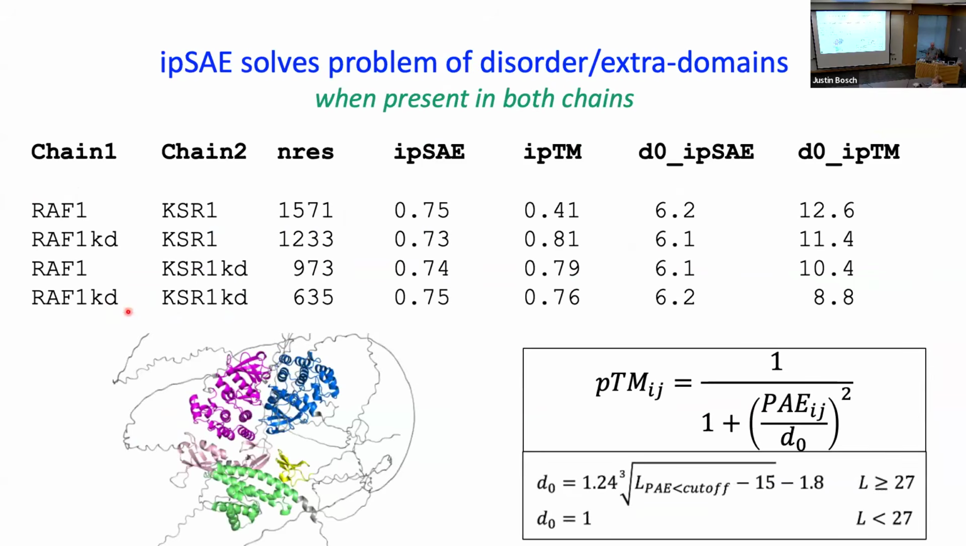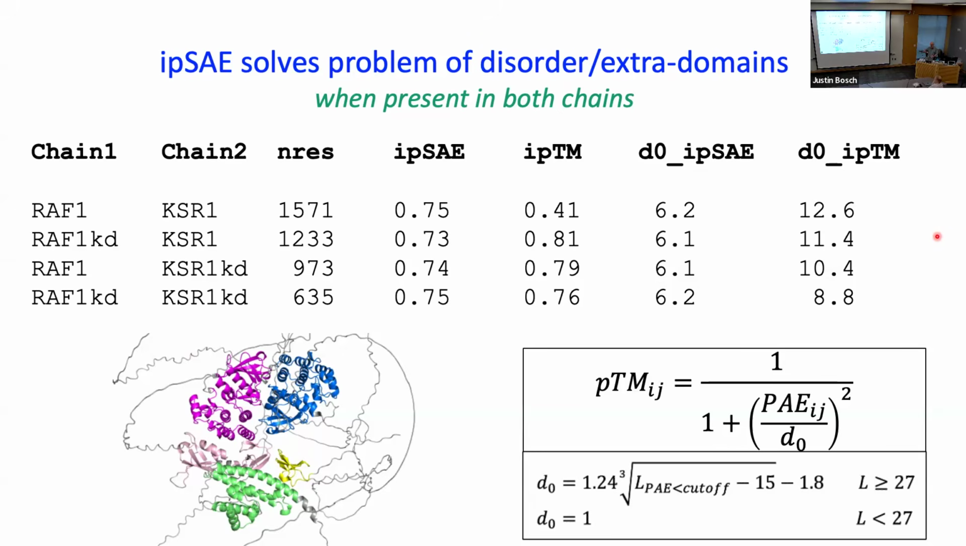Let's get that. It's a little hard to explain. So these are calculations over RAF1 and KSR1. The RAF1, just the kinase domain against KSR1, RAF1 versus KSR1 kinase domain, and the kinase domain versus kinase domain. Number of residues involved, here's that D0. So my D0 is based on the number of residues that pass PAE. It's always about 6.2. D0 as the cube root of the length of the two proteins goes from 12.6 down to 8.8. So the length of the proteins matters.